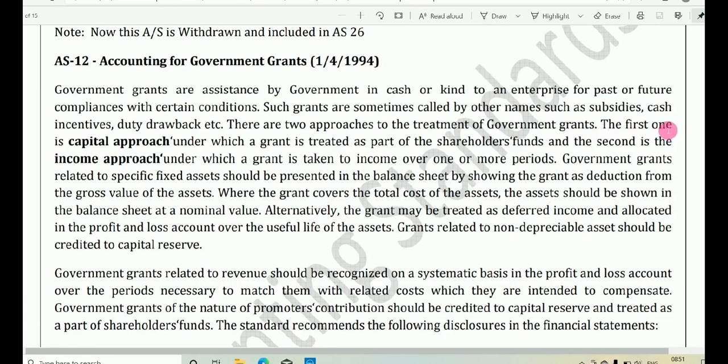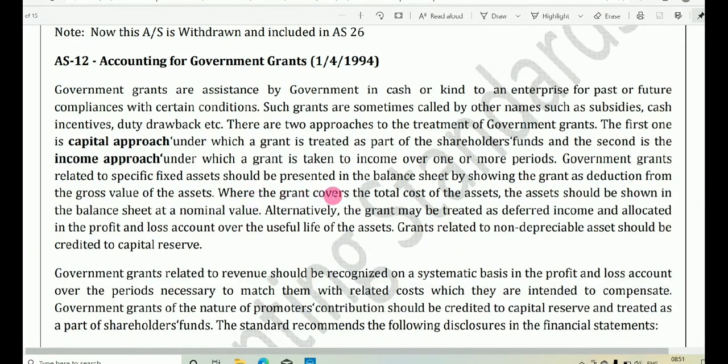There are two approaches to the treatment of government grants. The first one is the capital approach, under which a grant is treated as part of the shareholders' funds, and the second is the income approach, under which a grant is taken to income over one or more periods. Government grants related to specific fixed assets should be presented in the balance sheet by showing the grant as a deduction from the gross value of the assets.